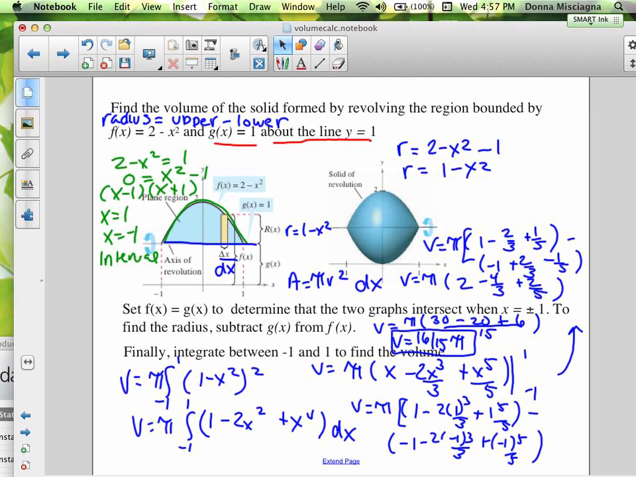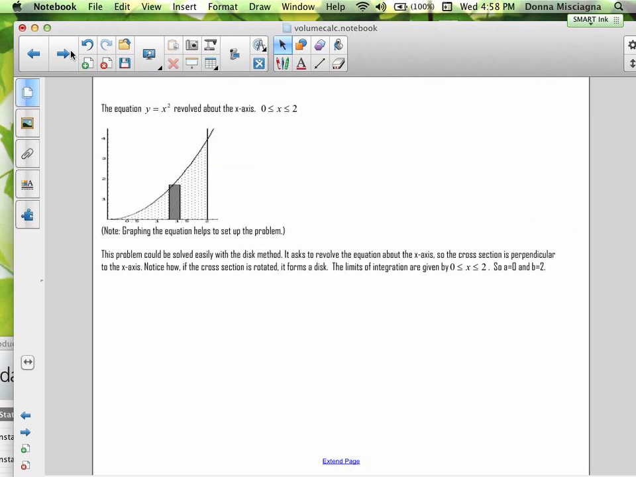Even the evaluating wasn't too difficult because I had a lot of 1s and -1s. So I hope you can follow that. When I post this, I may have to move my writing down, or it might get confusing for you. I don't know. All right, let's go on to the next one. And of course, if you have questions, ask me in class.